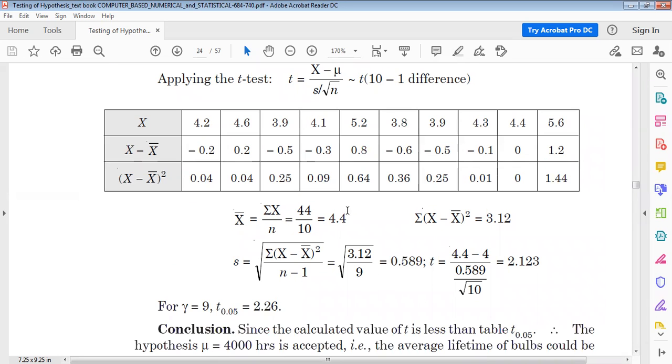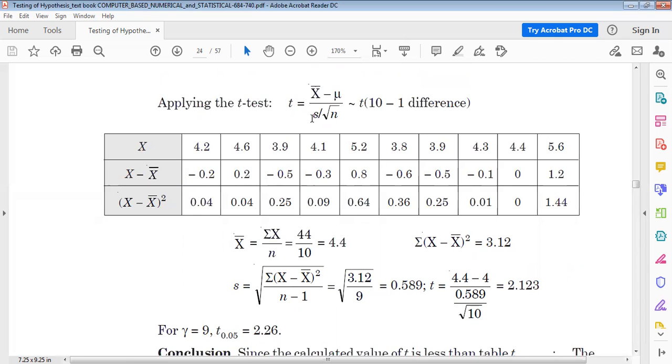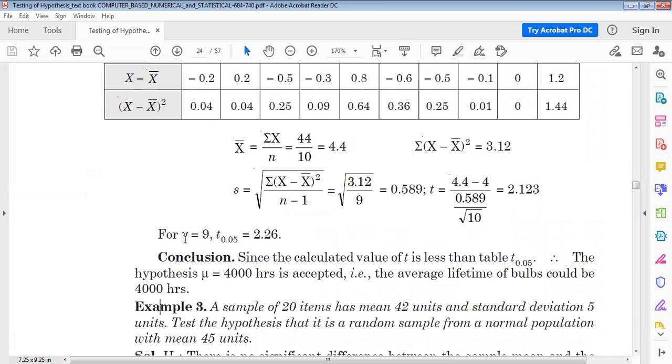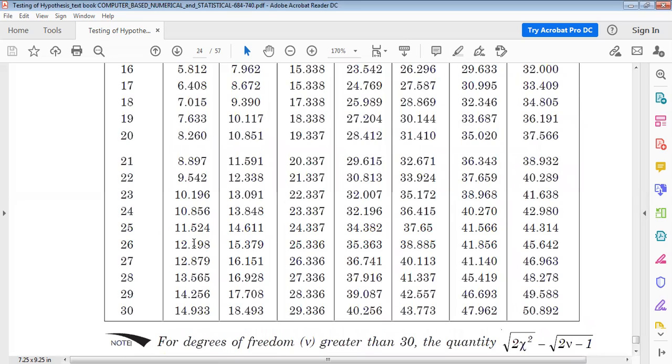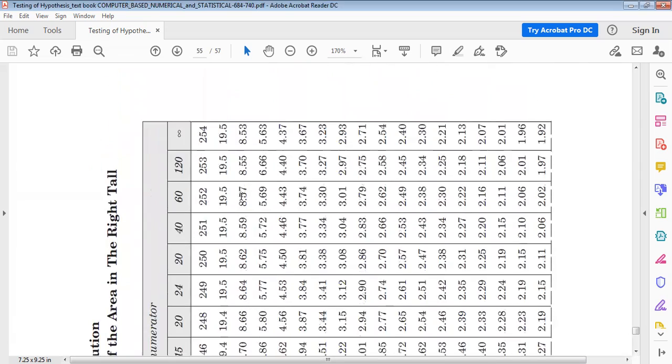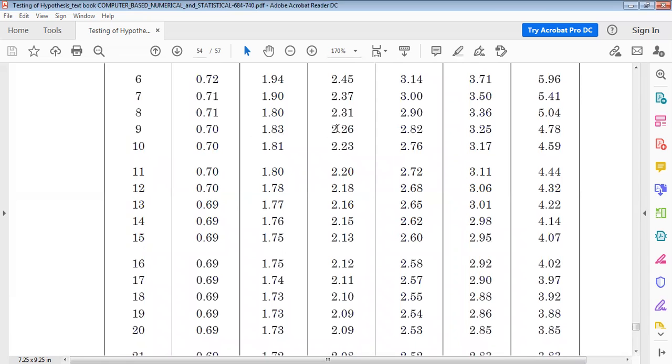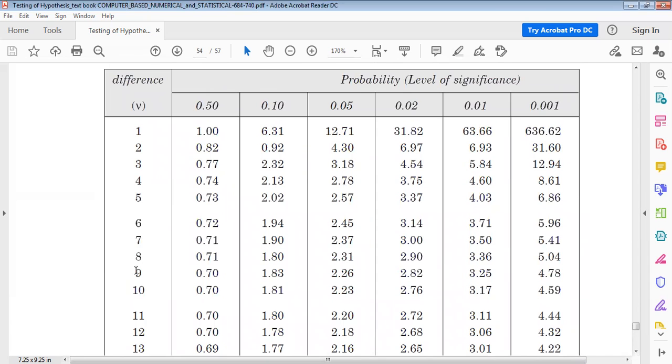So from the table, we get x bar 4.4, and summation of x minus x bar whole square equals 3.12, and we get the standard deviation from that, for total population, this standard deviation 0.589, and the student's t distribution, just using this formula, we get 2.123. Okay, so for gamma equals 9, gamma means 9 degrees of freedom. Here degrees of freedom 9, and t at 0.05, the 5% significant level, is 2.26. It comes from the table, right? For degrees of freedom 9 in the student's t distribution table, at the 5% significant level we get 2.26, right? Understand?